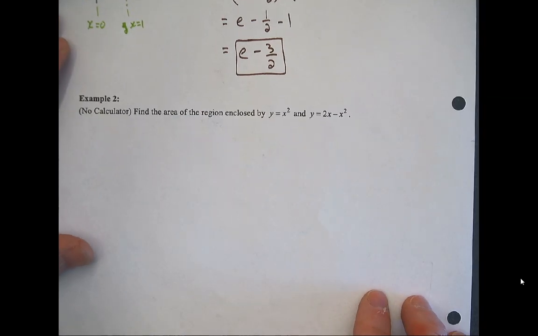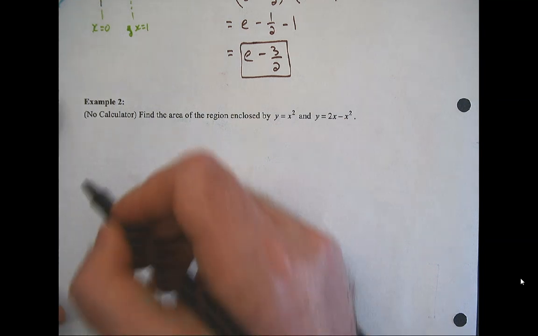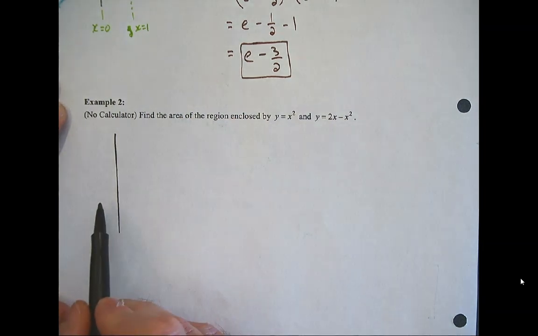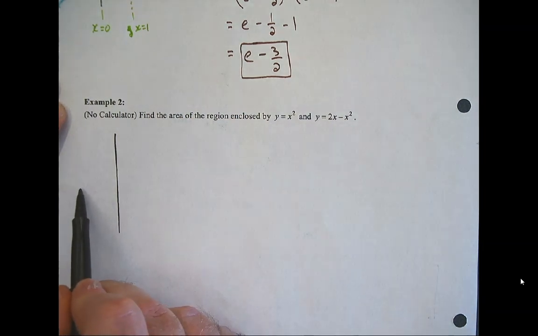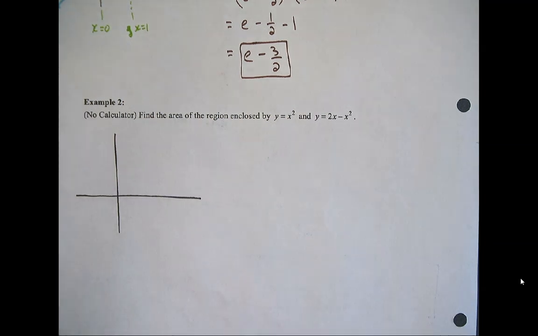All right, so find the area of the region enclosed by y equals x squared and y equals 2x minus x squared. So I'm going to encourage you again. I'll give you a hint. You kind of want to draw this one a little bit bigger. Encourage you to try to make a sketch here. Pause it if you haven't.